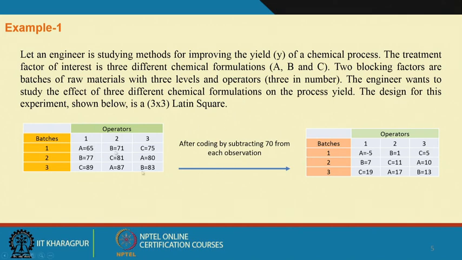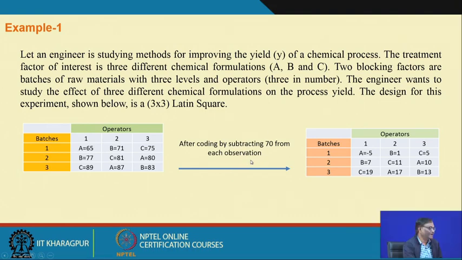So, just for the sake of algebraic arithmetic simplification, suppose you subtract each of the observations here by 70, then you will get this reduced matrix. If you do the analysis or use the formula I have already shown you with this data or that data, there will be no difference, because every observation is subtracted by a constant. So, that will not create any problem in the SS calculation.